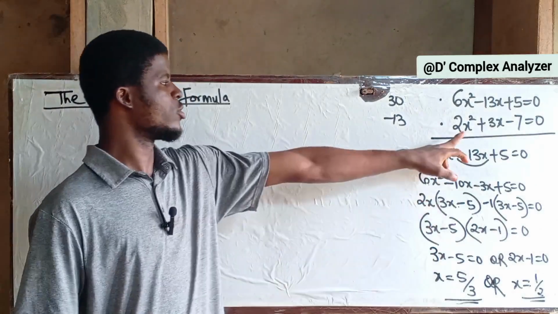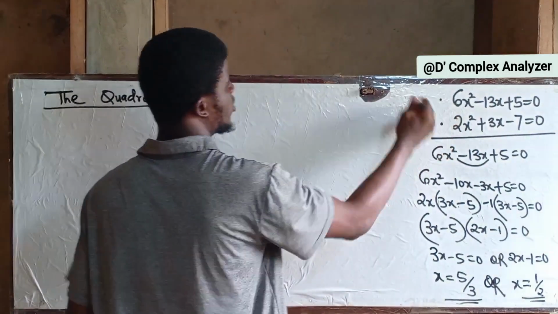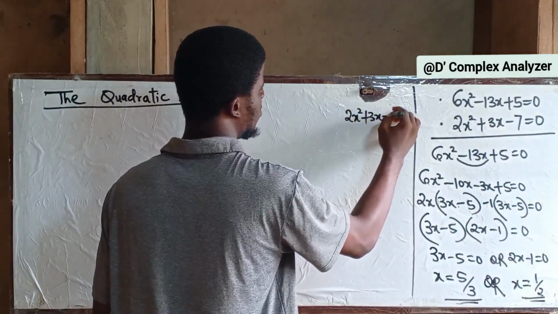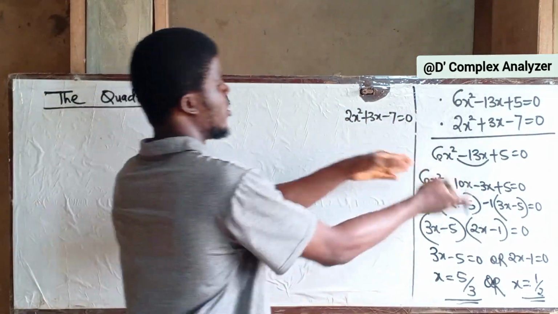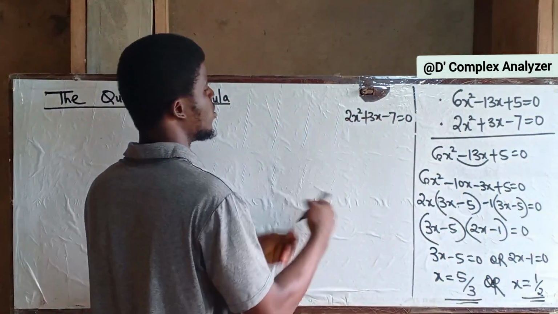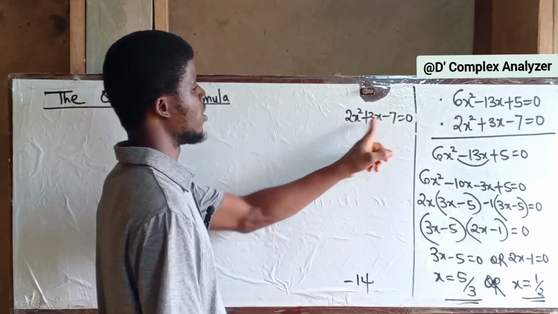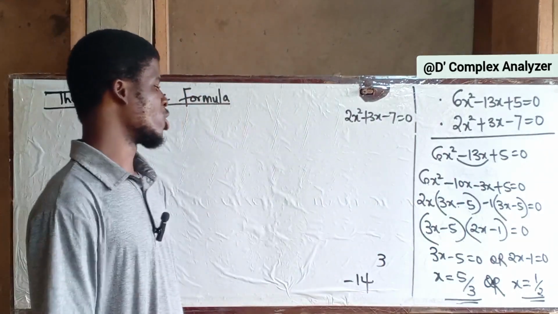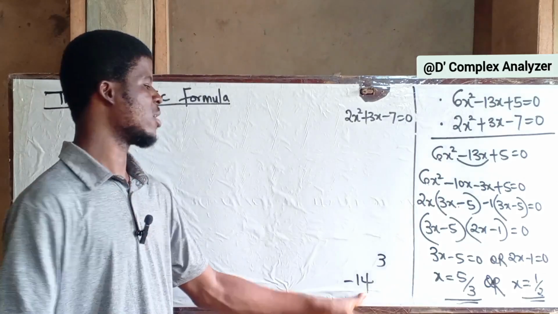But what happens to this kind of an equation? Check. This is 2x squared plus 3x minus 7 equals 0. Let's try to apply the same method here and see if it's going to factorize. 2 times minus 7 is what? Minus 14. And what is the coefficient of x here? 3. So like the method says, multiply two numbers and get minus 14. Add the same two numbers and get 3.